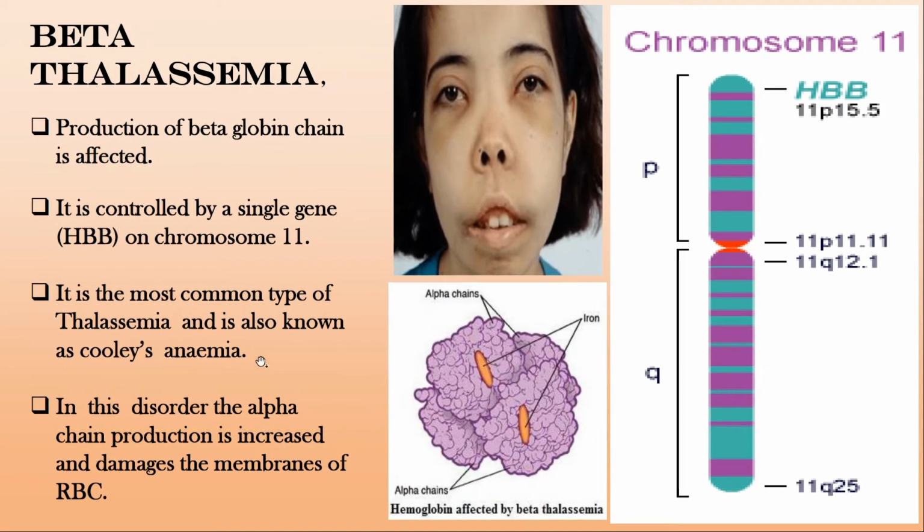In beta thalassemia, the production of the beta globin chain is affected. It is controlled by a single gene, HBB, on chromosome number 11, and it is the most common type of thalassemia, and it is also known as Cooley's anemia. In this disorder, the alpha chain production is increased and damages the membrane of the RBC.